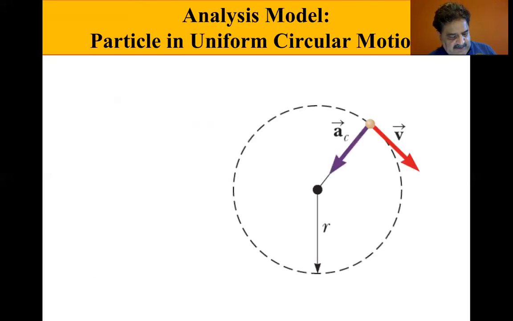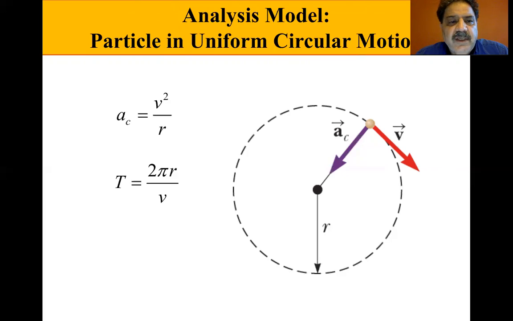Okay, now that we've done that quiz, let's look at analysis model, particle. We're still looking at analysis model, particle in uniform circular motion. Imagine a moving object that can be modeled as a particle. If it moves in a circular path of radius r at constant speed v, the magnitude of its centripetal acceleration is v squared over r. The period of the particle's motion is 2 pi r over v, and the angular speed omega is 2 pi over T, which is the period.